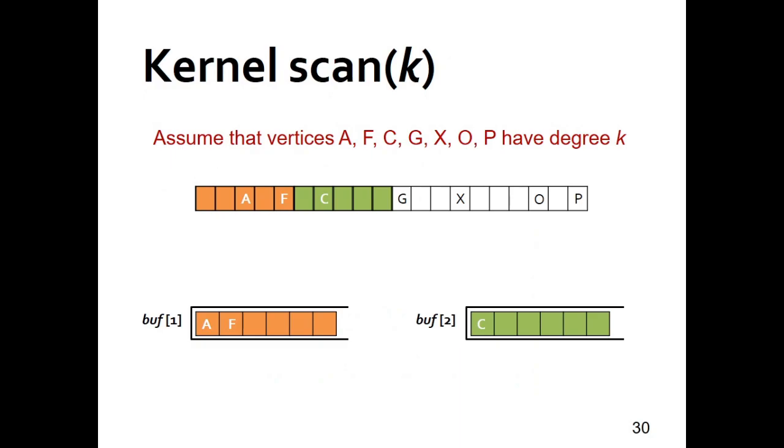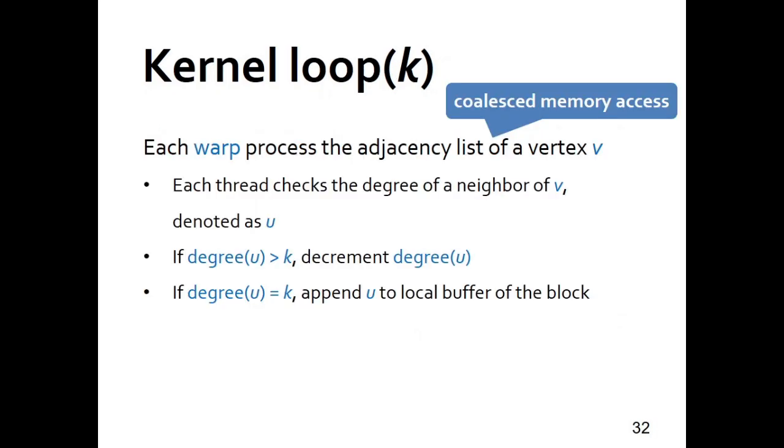Every thread of a block examines k degree vertices and appends them in the buffer. Assume that vertices A, F, C, G, X, O, and P have degree k. Thread blocks examine the vertices in a coalesced pattern, successively and repeatedly scanning the entire vertex array until the vertices of degree k are collected.